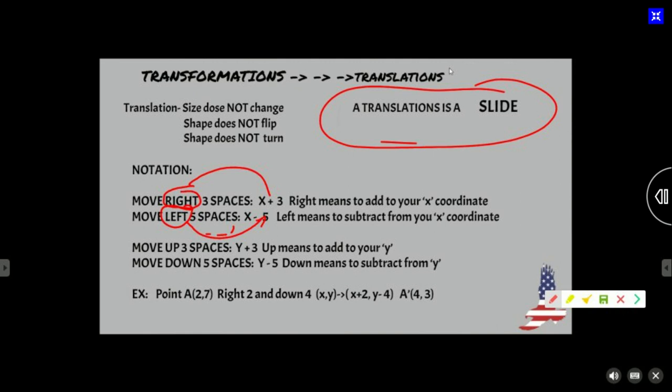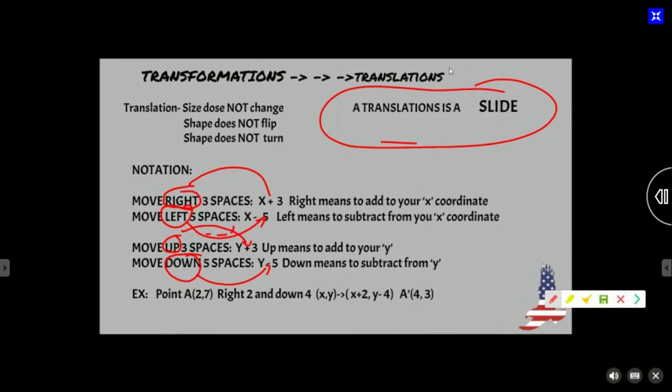Up. What do you think it means anytime you see that word up? Add to Y, because going up, you're increasing, right? But you got to remember that's the Y-axis. And down, subtract from the Y. So that's Y minus. All right? You got to connect those 4 words with those 4 operations. Does that make sense so far, guys?